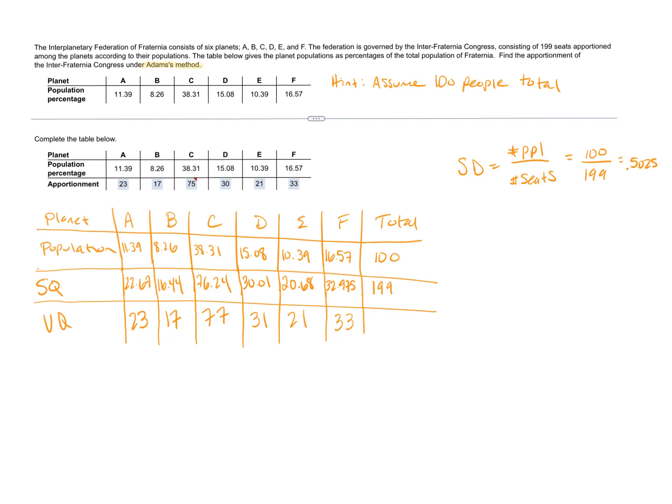Then I add these up and see what I get. That comes out to 202, which is too many seats. We only have 199 seats to give out. So I have to adjust my divisor. This sum was too big, so I want to make my divisor a little bit bigger. Then we calculate what's called the modified quotas, using a divisor that's a little bit bigger than 0.5025.